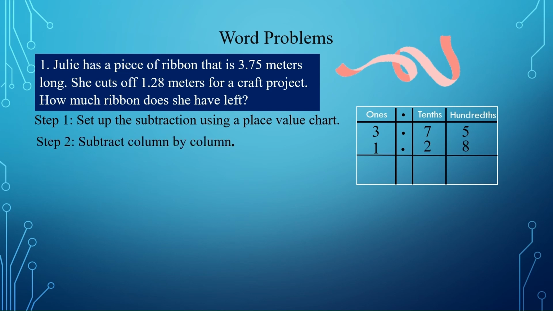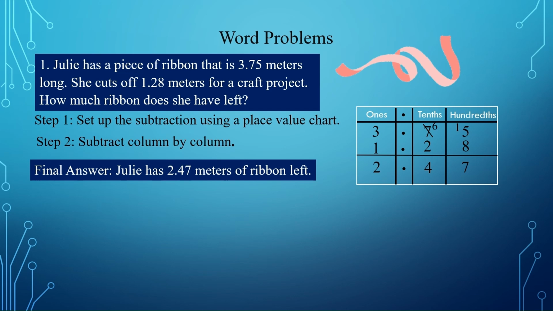And step 2, you have to subtract column by column. First is 5 minus 8, not possible. Borrow 1 from the tens place. So 7 will become 6 and 5 will become 15. So 15 minus 8 is 7. Now in the tens place, 6 minus 2 will give you 4, then the decimal point, and 3 minus 1 is equal to 2. So the answer is Julie has 2.47 meters of ribbon left.